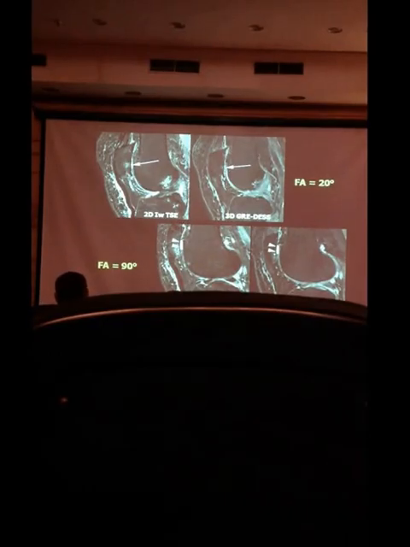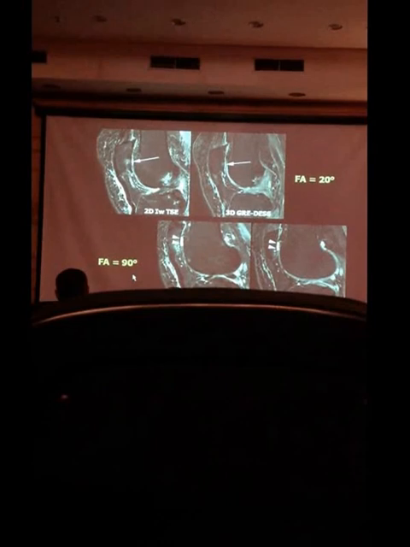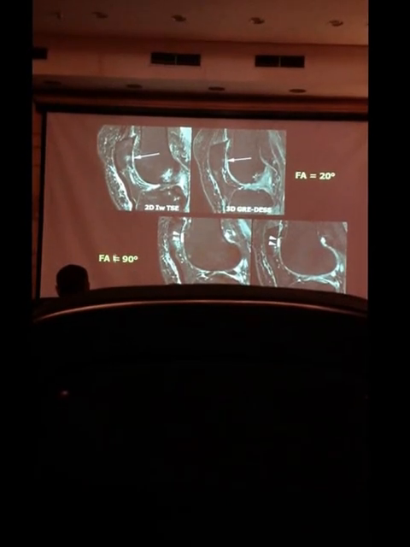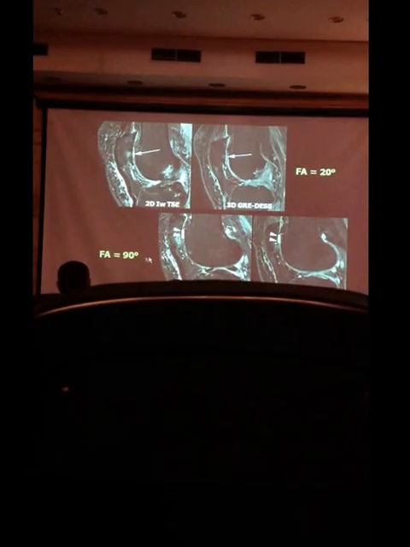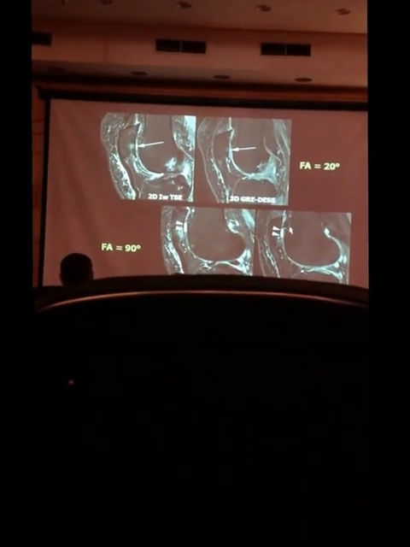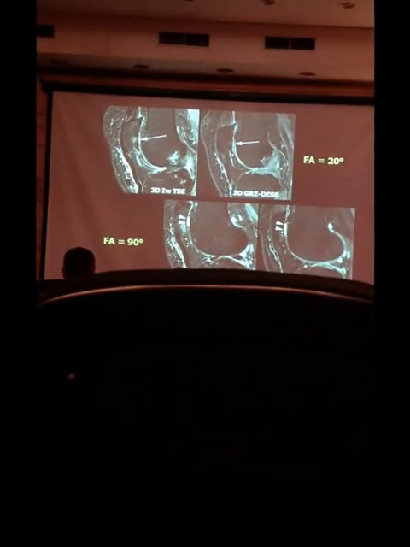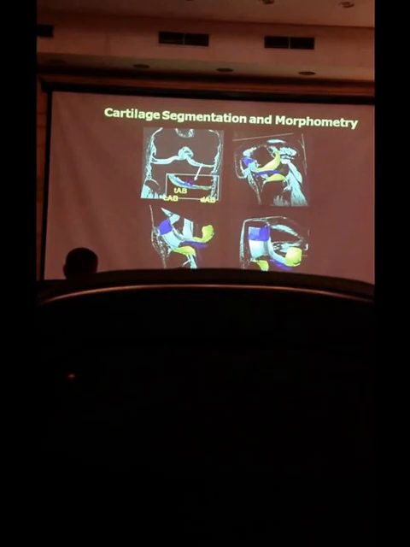When we increase the flip angle of such a sequence, we go to 90 degrees. You can see here that we increase the signal of fluid, and now we can see that's a full thickness cartilage defect going on. So it's very important to know how to manipulate contrast here. And such sequences are often used for cartilage segmentation and morphometry.